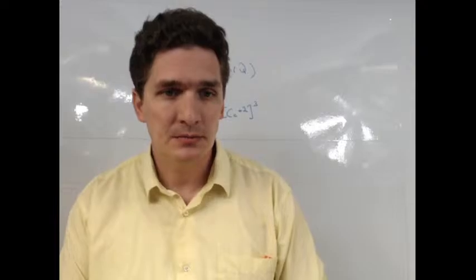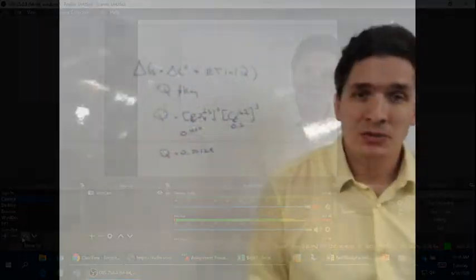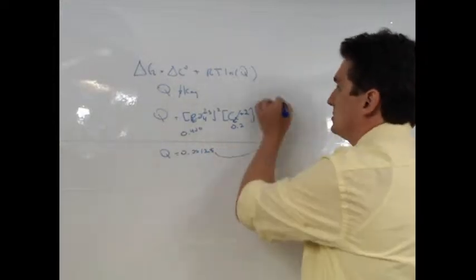If we go to the problem, it tells you the concentration of calcium here is 0.2 molar, and the concentration of phosphate is 0.4 molar. If we put this into that equation and solve it, we're going to end up getting 0.00128. The next step then is just to plug the values into this relationship. So we know Q is 0.00128.